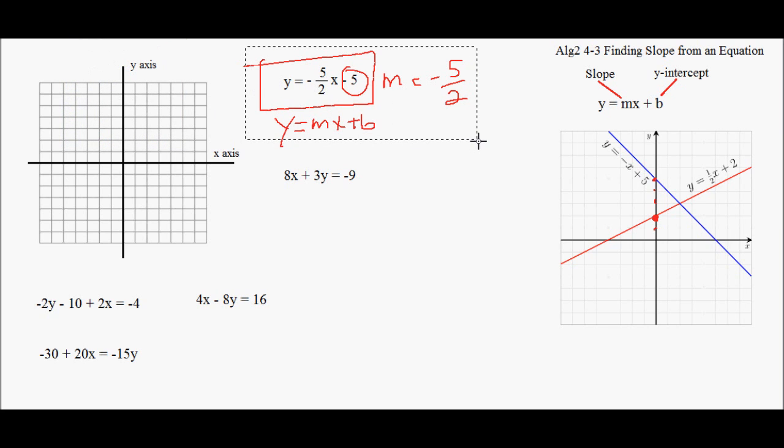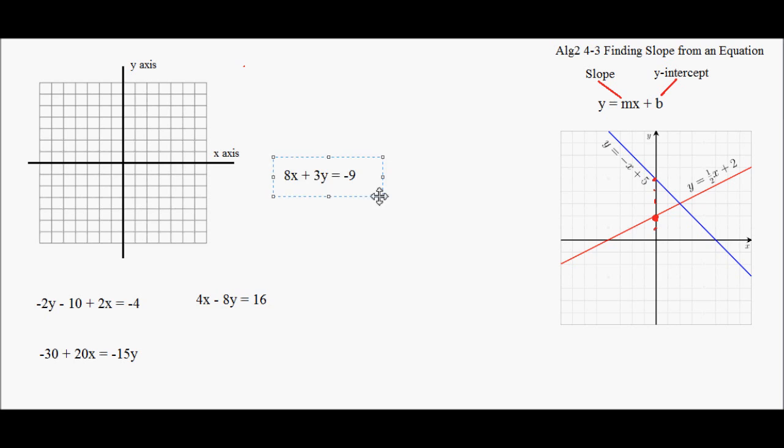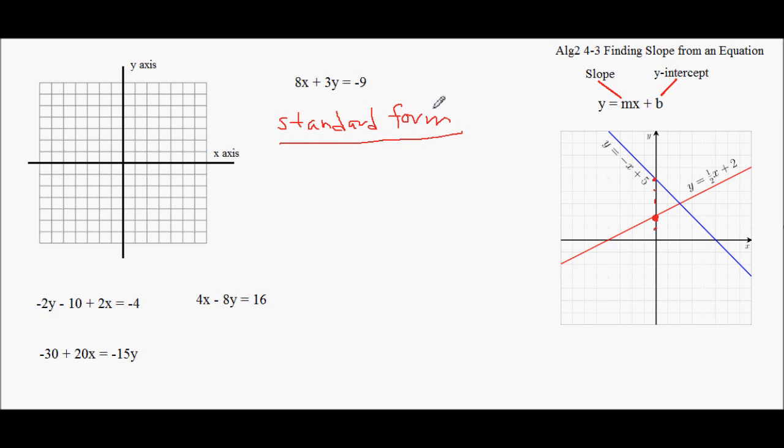Okay, so I'm going to go on to the next. I'm going to find the slope of this one. So this one is different. This is what we call the standard form of a line. There's three forms: the standard form, the slope-intercept form, and we'll get to the point-slope form next time. The standard form is really ax plus by equals c. That's the standard form of a line.